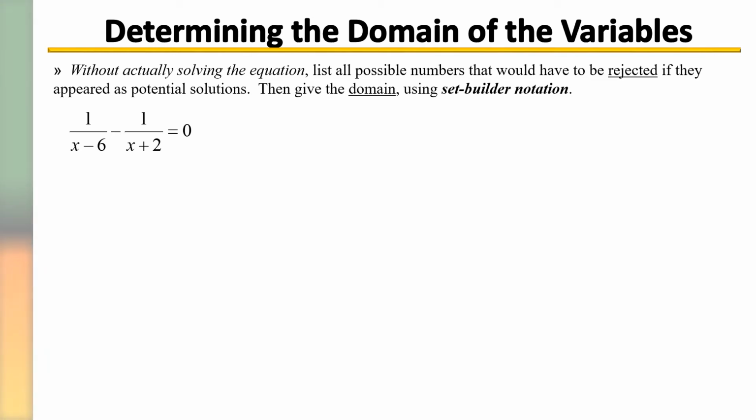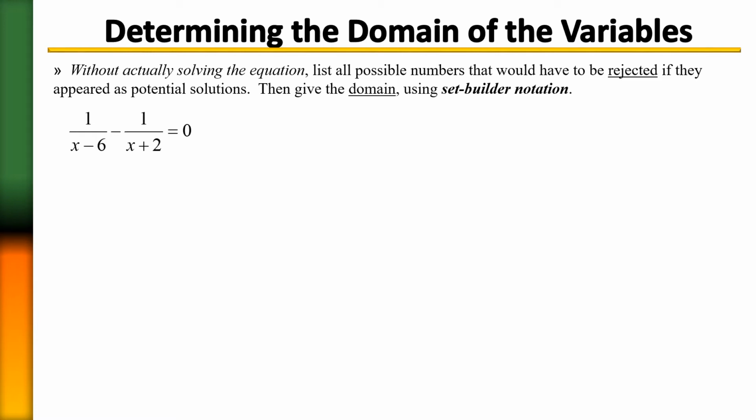In this next example, we're asked, without actually solving the equation, to list all possible solutions that would be rejected if they appeared as potential solutions, and then give the domain using set builder notation. So if we want to know what are all the numbers that we are allowed to put in, or what numbers would be rejected from the domain, all you have to do is take the bottom and set it equal to 0 and solve for x.